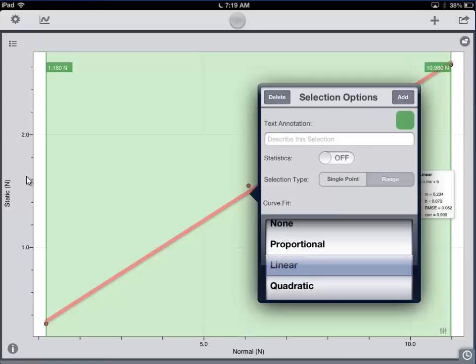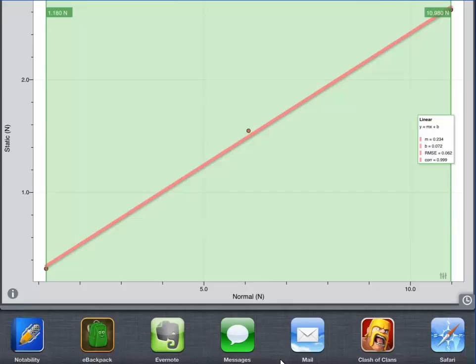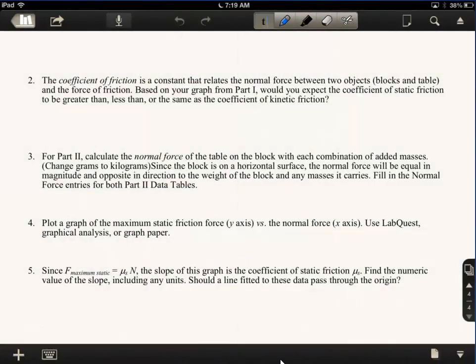Okay, and so now I've got this line, and yeah, those points are pretty much in a straight line. And over here, it tells me the slope of that line. Okay, that's relating the static frictional force to the normal force. So by definition, that's the coefficient of friction. So of static friction. Back on my lab, okay, it says, okay, plot a graph of maximum static friction.